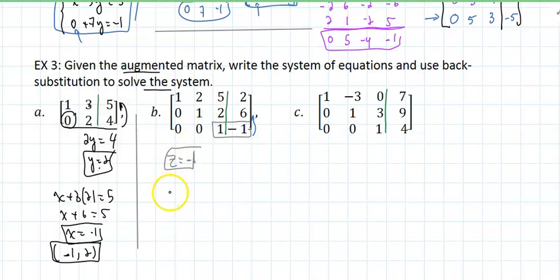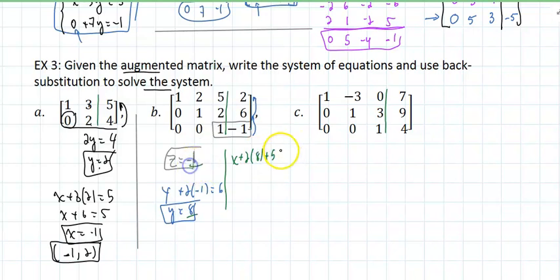Backward, that means go back one step. That middle second row says y plus 2z. Well, z is negative 1, equals 6. That means y equals 8. Very good. Go back one level. So now if I take x plus 2y, but y is 8, plus 5 times z, but z is negative 1, equals 2.